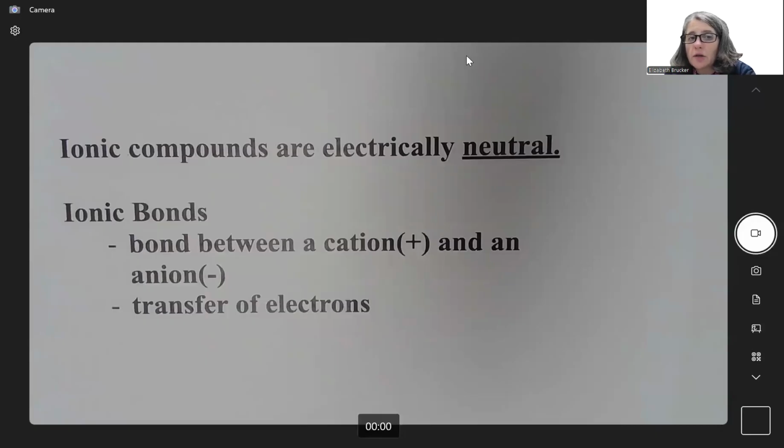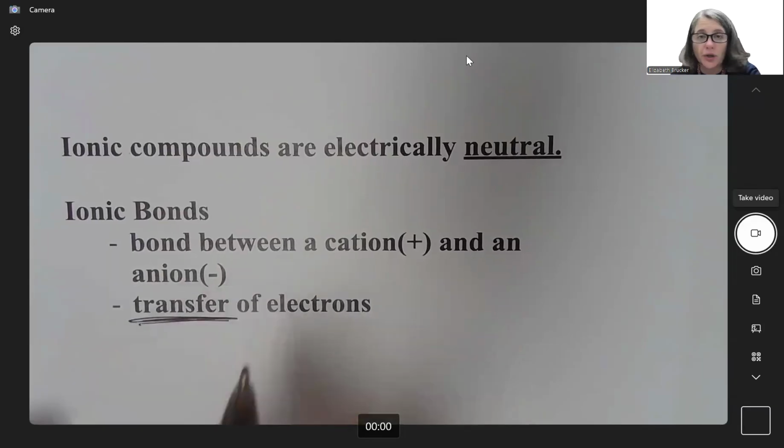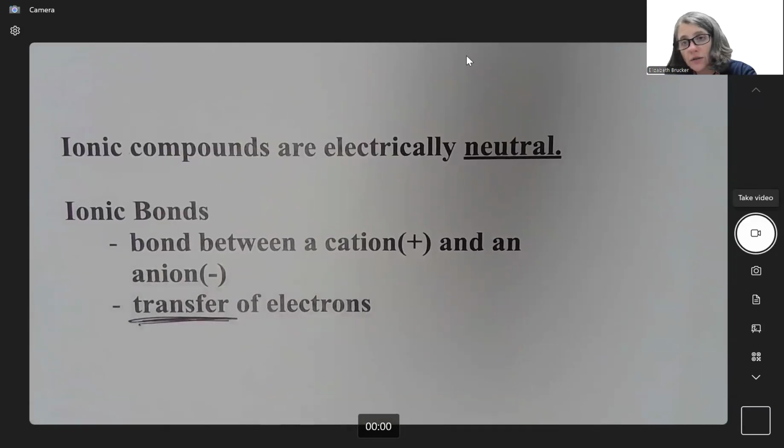So ionic compounds are electrically neutral. Again, that was us making an ionic compound. And ionic bonds are always between a cation and an anion, something with a positive charge and something with a negative charge. Again, the key word I want you to write down is transfer. The transfer has to happen first. You make the two ions and then they are attracted.